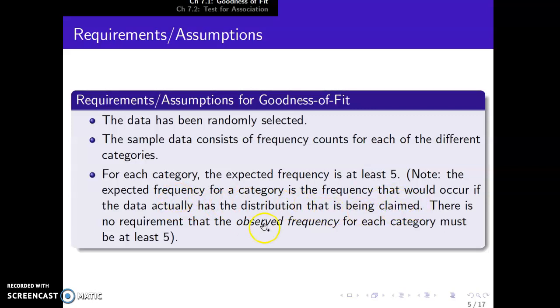There's no requirement that the observed frequencies for each category must be 5. What I mean by that is if you're pulling data, if you have 2 or 3 in one category, that's not necessarily bad. The expected counts have to be at least 5. Again, I'm going to come back to this with the fantasy series example momentarily.